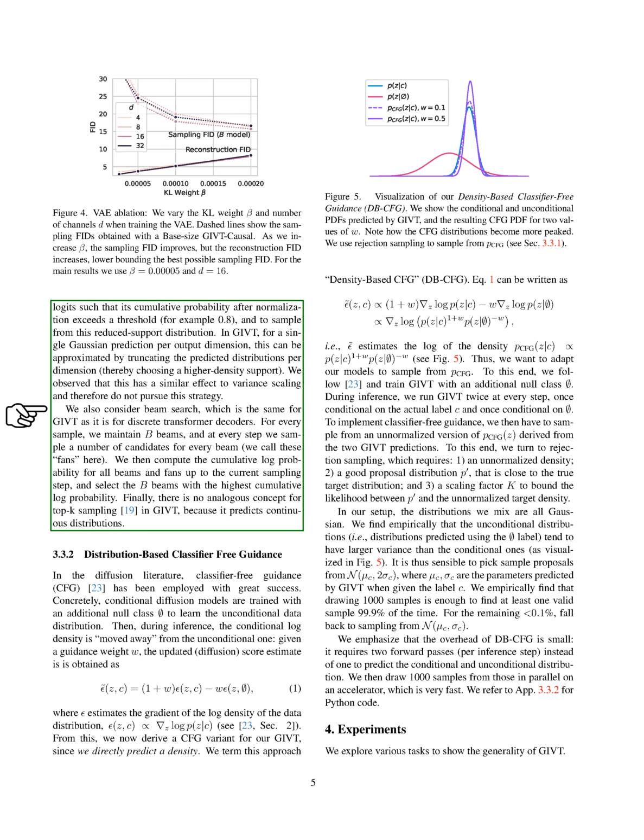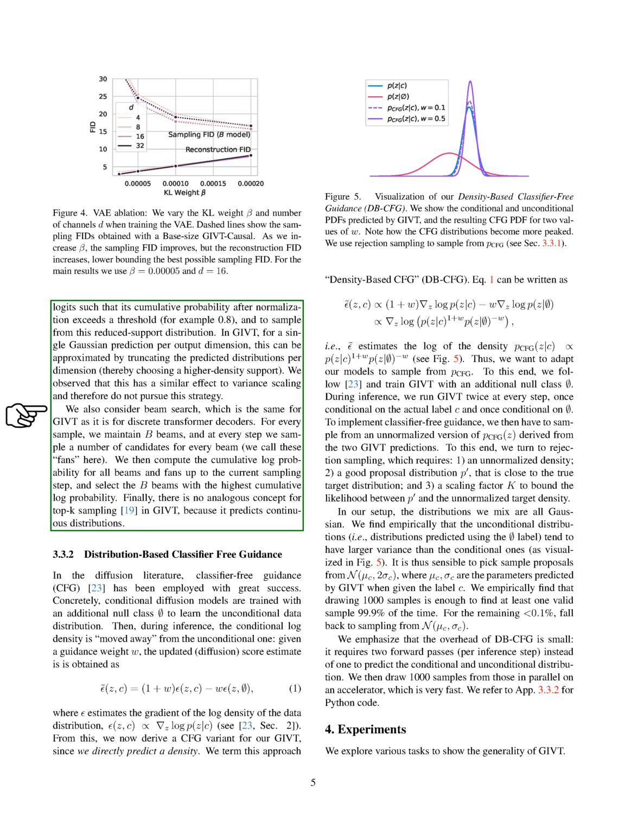We also use beam search, which works the same way for GIVT as it does for discrete transformer decoders. For each sample, we maintain a certain number of beams, and at each step, we sample a number of candidates for each beam. We call these fans. We then calculate the cumulative log probability for all beams and fans up to the current sampling step, and select the beams with the highest cumulative log probability. However, there's no equivalent concept for top-K sampling in GIVT because it predicts continuous distributions.